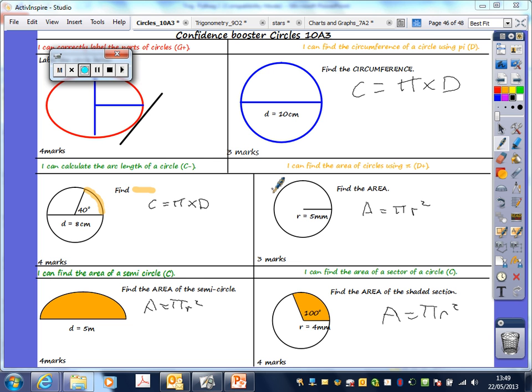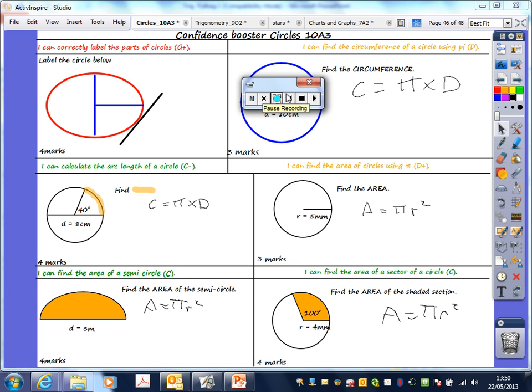So we've got question 1: I can correctly label parts of a circle. Leonie, what's this one called? This bit here, that bit there. Diameter. That's the diameter. Thank you. So 1 mark for that.